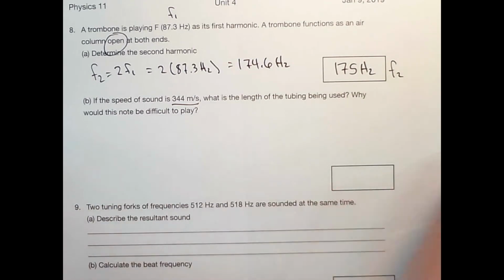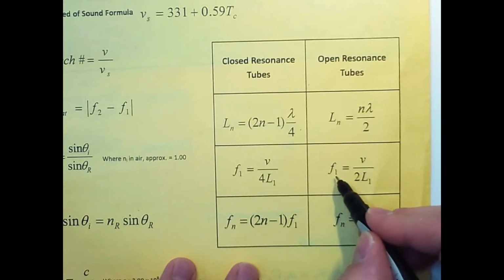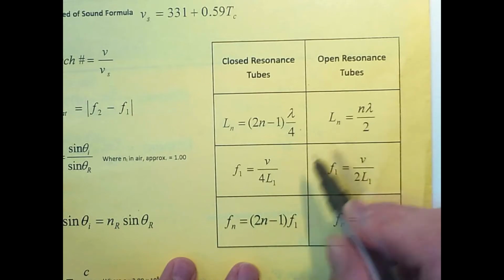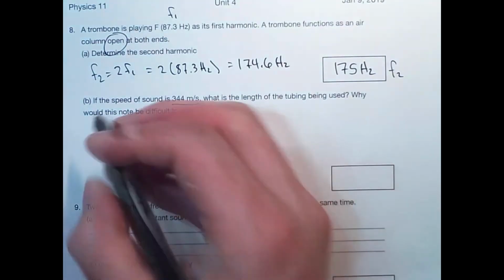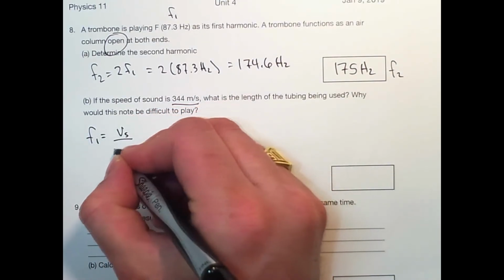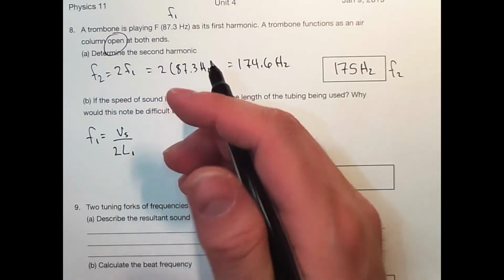So this is the first time we're going to use this equation. It's open at both ends, so there's our fundamental frequency, and there's our first length. F1 is equal to the speed of sound divided by 2 times L1. And the only thing that changes if it's a closed tube is this ends up being a 4 instead of a 2.